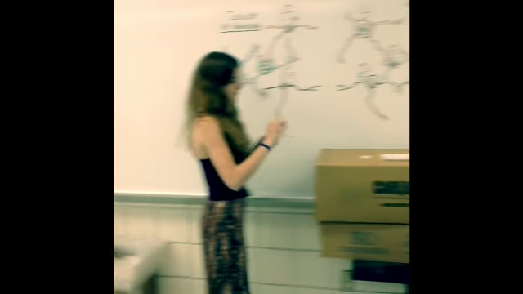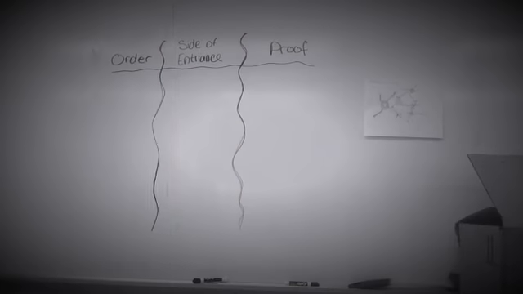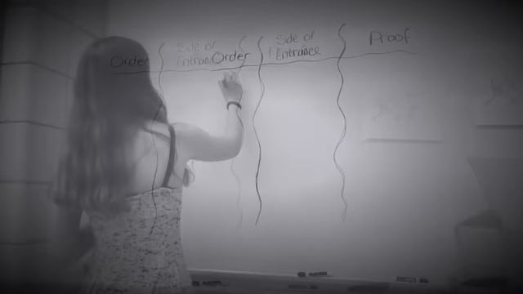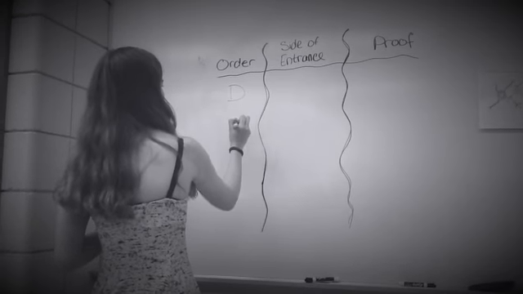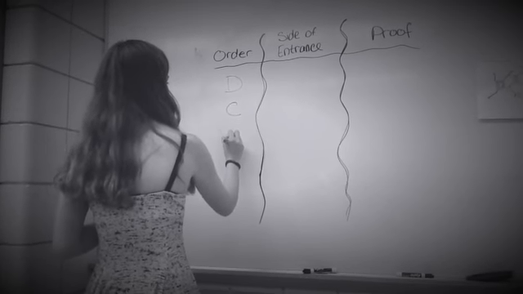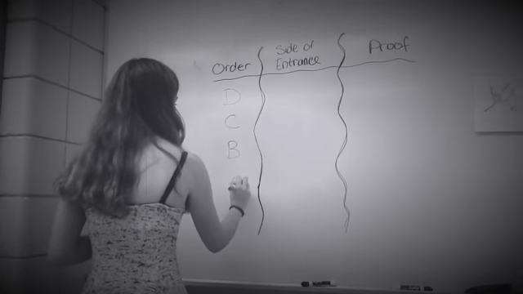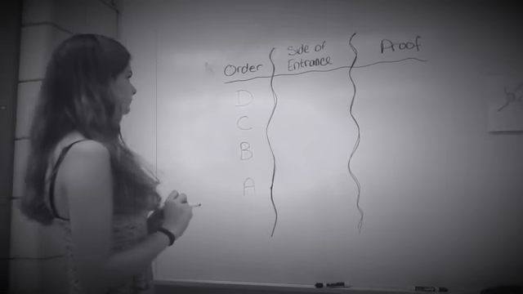Now you need to make a proof, so you set up a 3-column chart with order, side of entrance, and proof. Under order, you will list the order in which the glass fractures occurred. Here we have D, C, B, A.